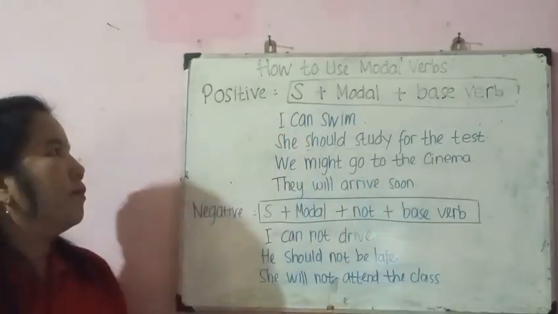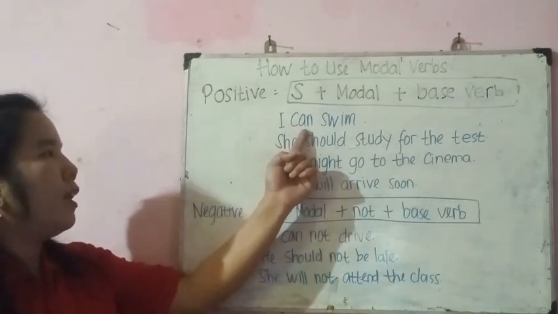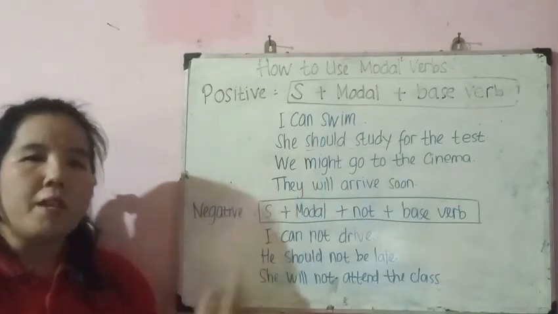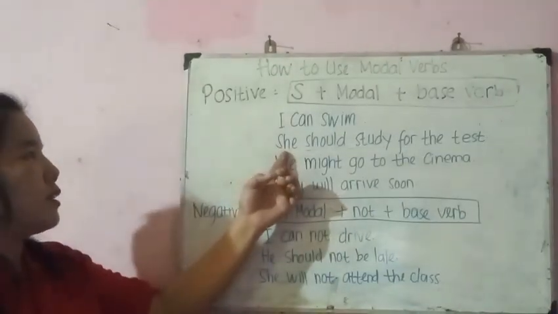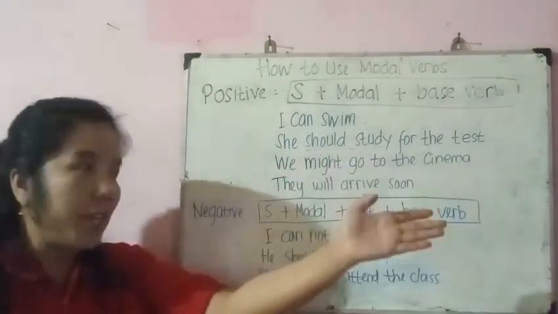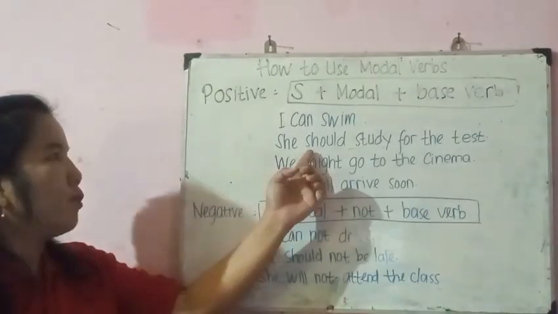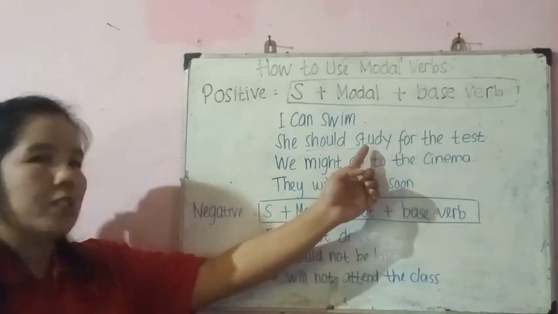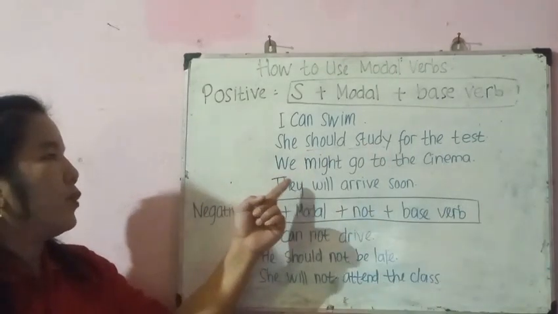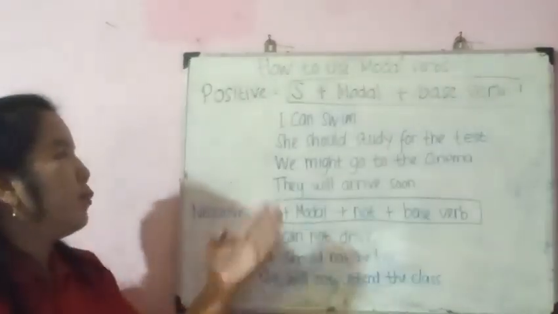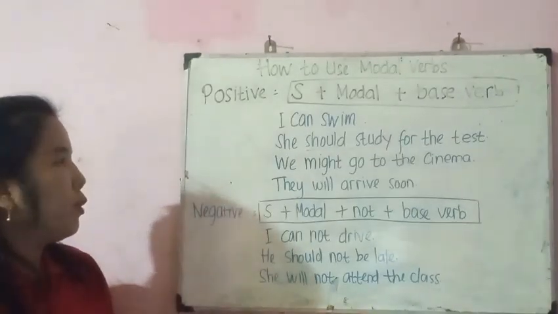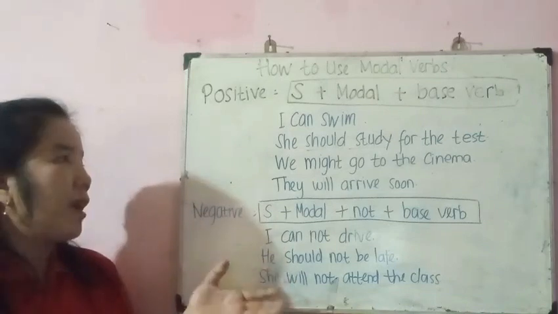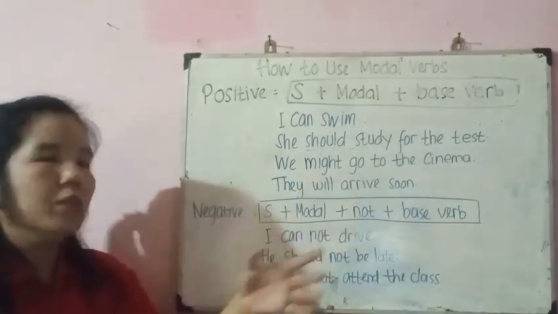I can swim. We have the modal can, and after the modal verb, we use the base form of the main verb. Next, she should study for the test. We use the modal should and the base form of the main verb, study. Next, we might go to the cinema. We use might as a modal verb, and after that, the base form of the main verb, that is, go.